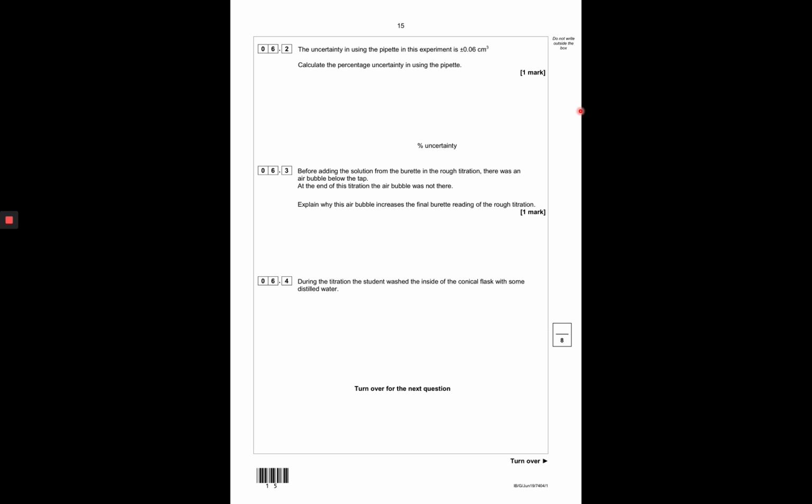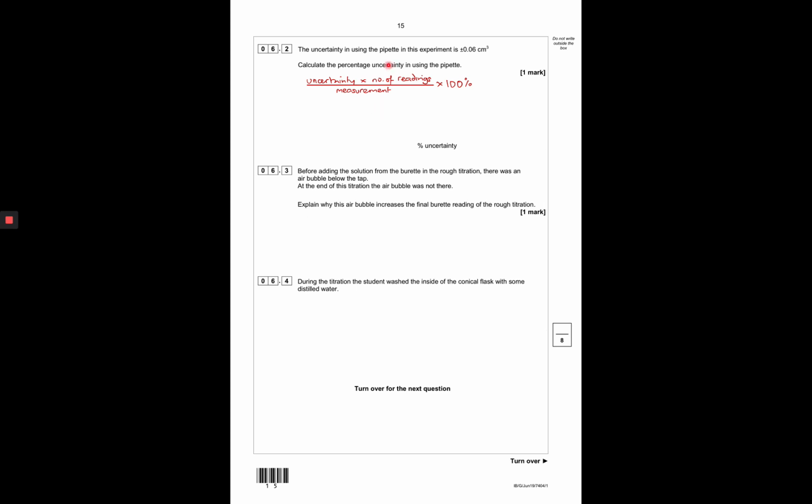Then they've got an uncertainty question. So the uncertainty in using the pipette in this experiment is plus or minus 0.06 centimeters cubed. Calculate the percentage uncertainty. So percentage uncertainty is the uncertainty value times the number of readings. So we would only have taken one reading with a pipette, divided by the measurement, or divided by the range, or divided by the amount that you've actually measured.